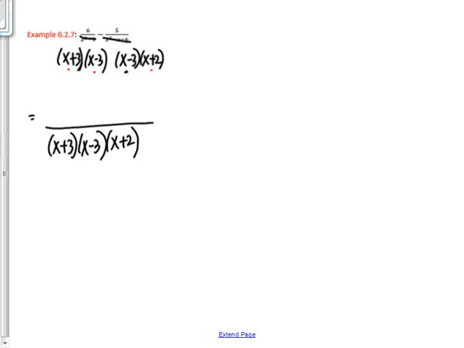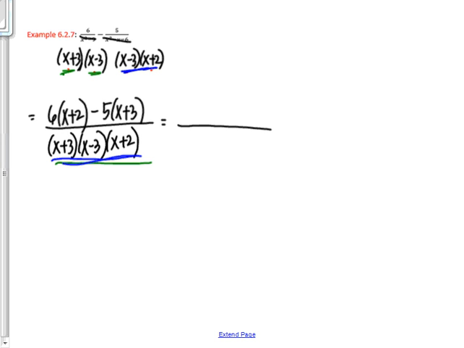Your first numerator is a 6. The 6 came with the x plus 3 and x minus 3, so you multiply it by the one it didn't come with, which would be the x plus 2. Put your sign in the middle and put your next numerator. Let's do the 5. The 5 came with the x minus 3, x plus 2. So which one did it not come with? It did not come with x plus 3. That's the hard part.